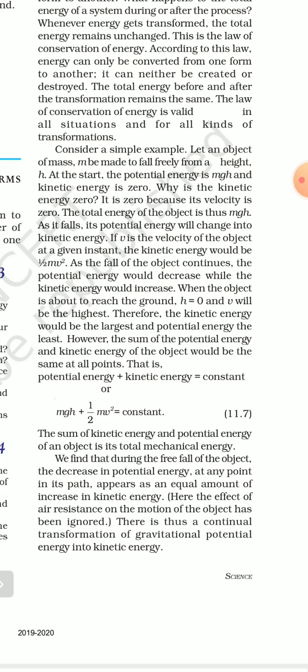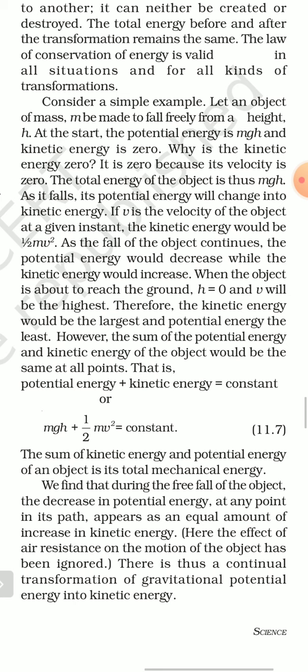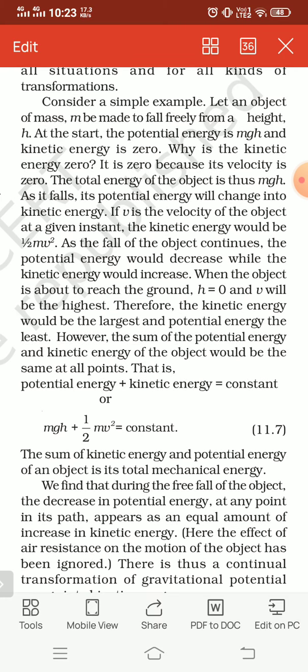So, potential energy plus kinetic energy is equal to constant, or mgh plus half mv square is equal to constant. Why is it constant? Because potential energy plus kinetic energy is equal to constant.